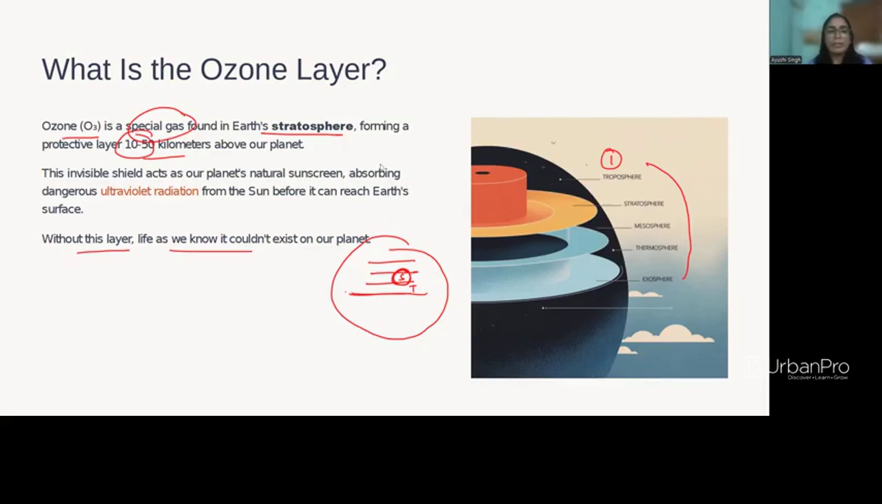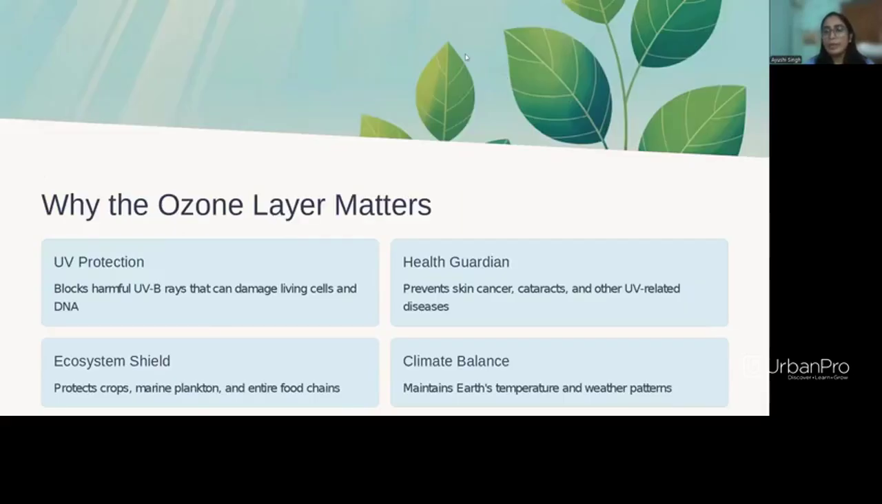Now, the ozone layer is important. Let's see first why. It protects us from the UV rays. It blocks the harmful UVB rays that can damage our living cells and DNA and can cause cancer, skin irritation, skin diseases, and lots of different problems for us. It prevents, like I already told you, skin cancer, cataracts, and UV related diseases.